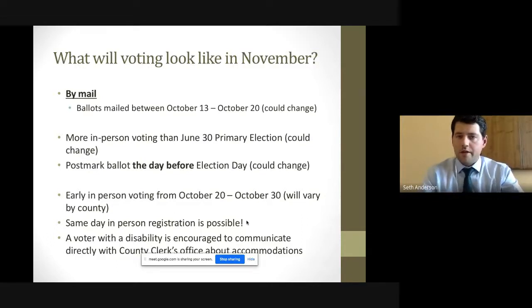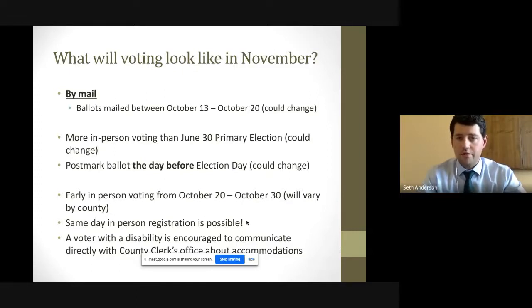So when will those ballots go out? The way it's set in statute right now is they will be mailed from the clerk's office between October 13th and October 20th. This could change. I know that some of the clerks are asking the legislature to potentially bump this up a week, give the USPS a little bit more latitude for getting those ballots out in time. So we could see that time frame change a little bit. But as it stands right now, most Utah voters can expect to see their ballots hit the mailbox shortly after October 13th.